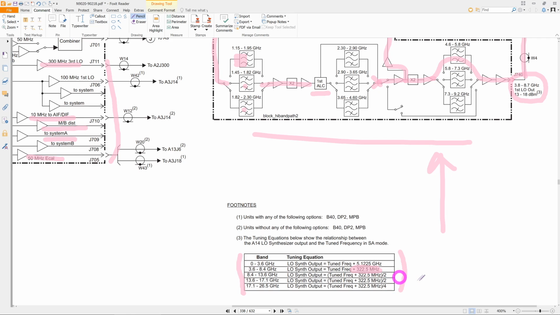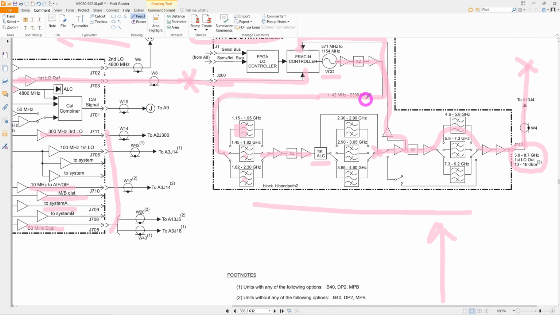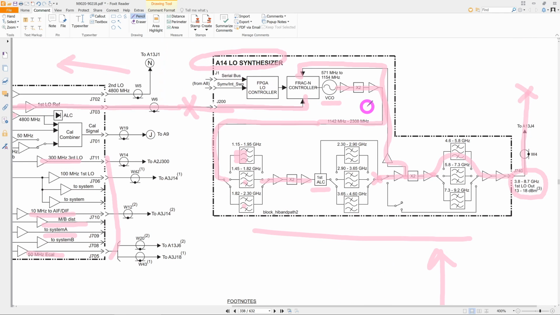And at higher frequencies, the division ratios begin to kick in because now you have multiplication due to the harmonic conversion. So it all works out. Now we don't really have to worry about this bottom portion here because this instrument stops at 8.4 gigahertz. It doesn't have all the upper frequency down converters anyway. So it makes it really easy for us to find out what frequency you expect to come out of the A14 LO synthesizer.